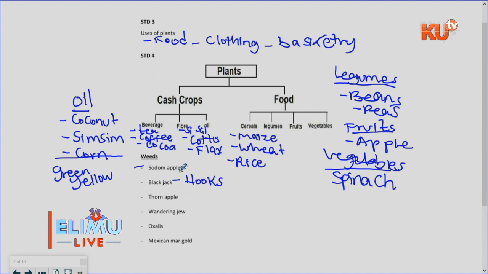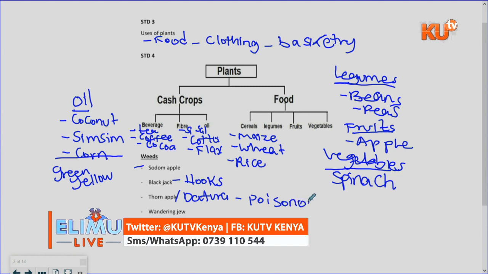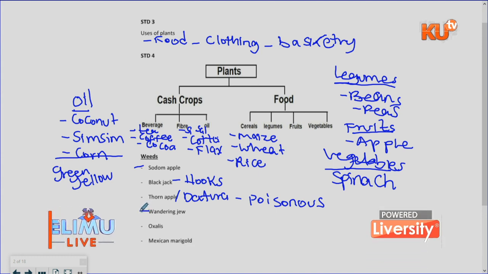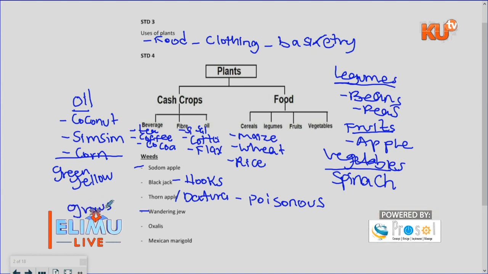We also have a thorn apple. I've told you the other name of a thorn apple is datura. What you need to know about this is that it is highly poisonous. When taken, it can cause serious food poisoning. We also have wandering Jew. From your English, wandering means to roam carelessly. So from the word wandering, we get wandering Jew. This is a type of weed that grows along the ground. So when you're asked which weed grows along the ground, you should remember that is a wandering Jew.